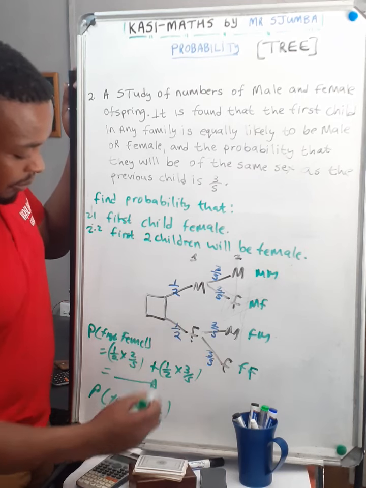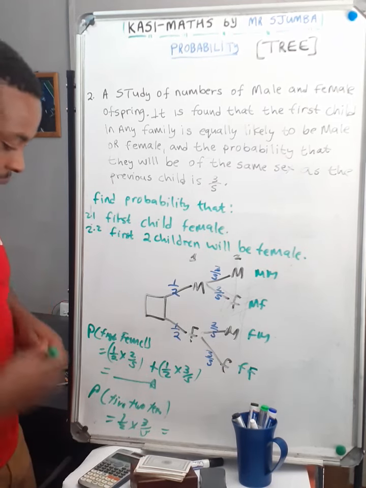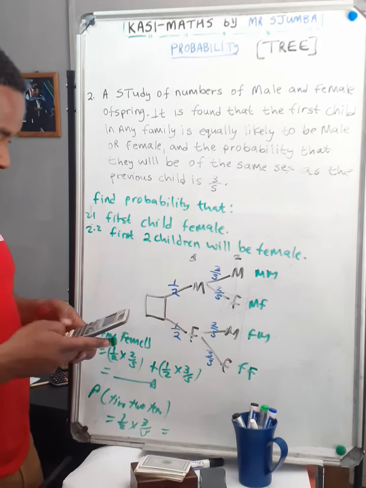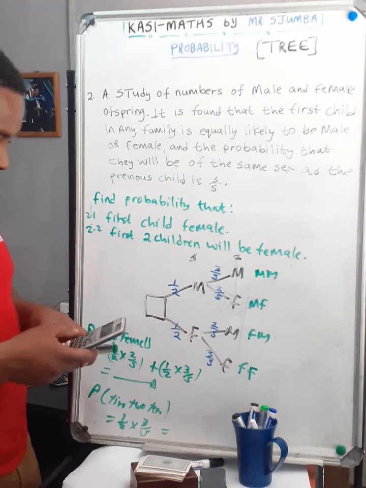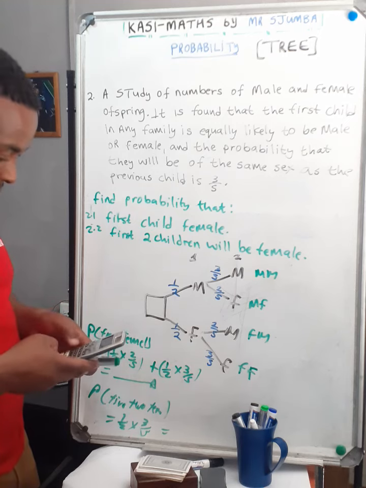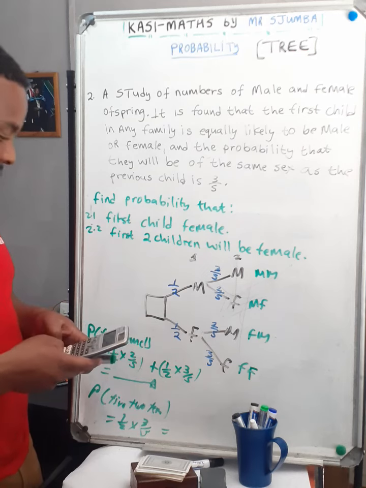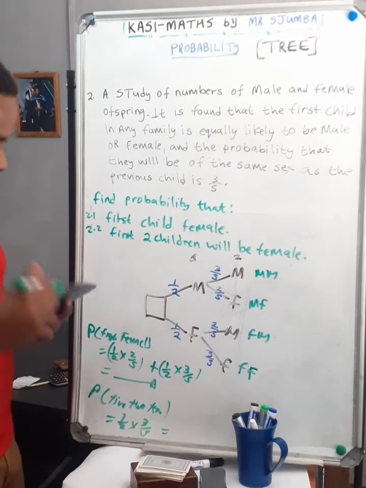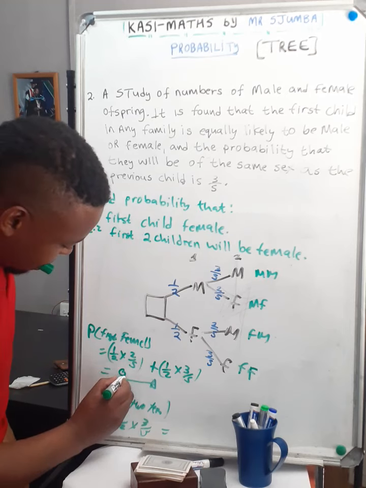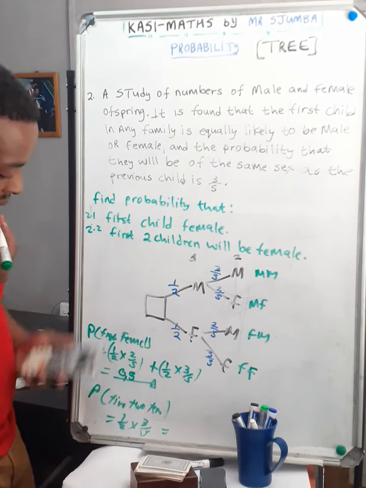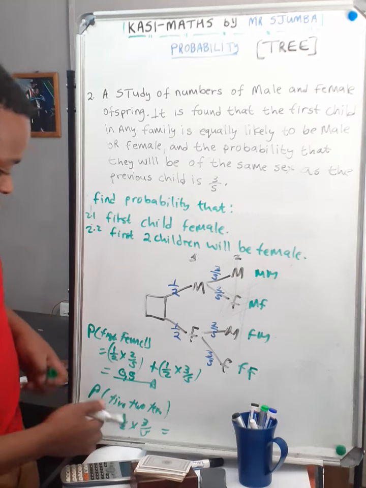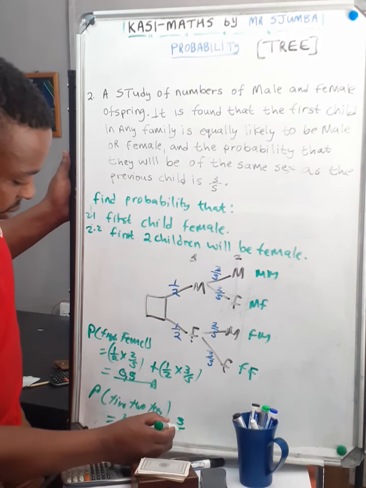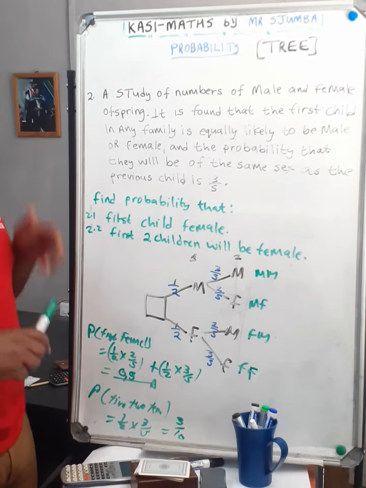So it's 1 over 2 multiplied by 3 over 5, and then we work out the answer. For the previous one, it's going to be 0.5 times 2 over 5 plus 0.5 times 3 over 5. Then 1 over 2 multiplied by 3 over 5 is going to be 3 over 10. So this is how we do a tree diagram.